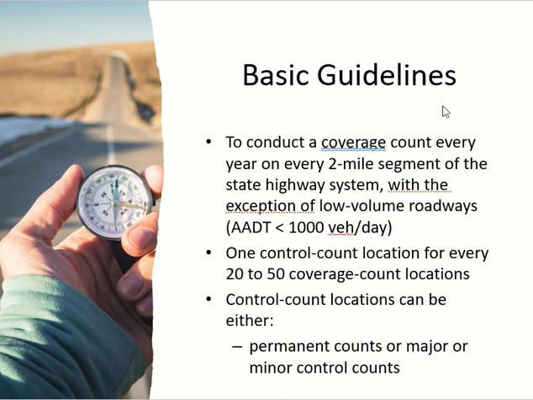Clear? You have your entire road network, some of them you are making coverage, some of them you are making control. So you have 10 control counts. The coverage counts cannot be more than 1 to 50. For example, if you have 2 control, the maximum coverage counts you can have is 100, so the ratio will be 1 to 50. If your number of coverage counts is more than 100, then 2 control will not be enough. You have to make more. Clear? Okay?